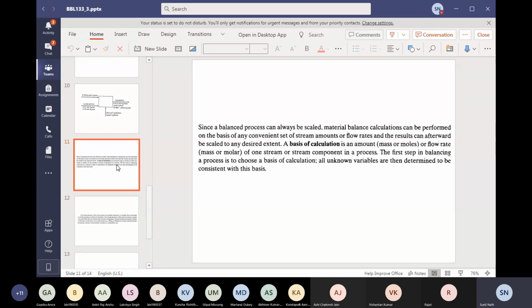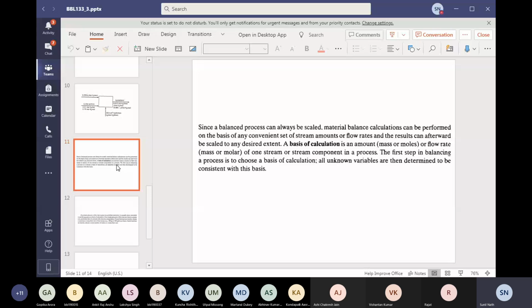Normally, we want an answer which is relevant to a process, and that process will not be working on a 100 grams per mole or 100 grams per second or 100 grams per hour or 100 mole per hour basis, right? But it's convenient to choose such a percentage type of basis. Okay, so that is essentially what this slide is telling us.